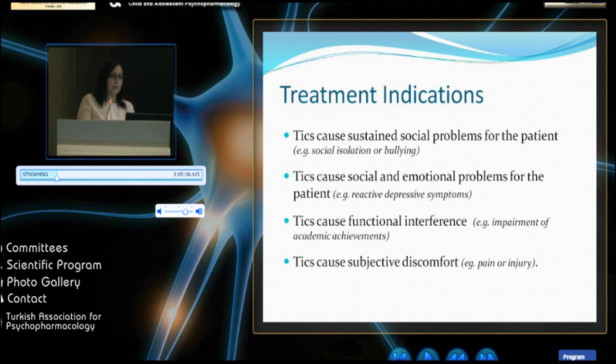So when should we treat them? Because simple tics do not require treatment. If they cause social problems for children, for example, and if they cause emotional problems for children, and if the tics cause functional interference with the lives of the children, like academic achievement or sports activities, if these are a hindrance for the children, or are causing subjective discomfort like pain or injury, because with some neck tics there may be some injuries in the spine.